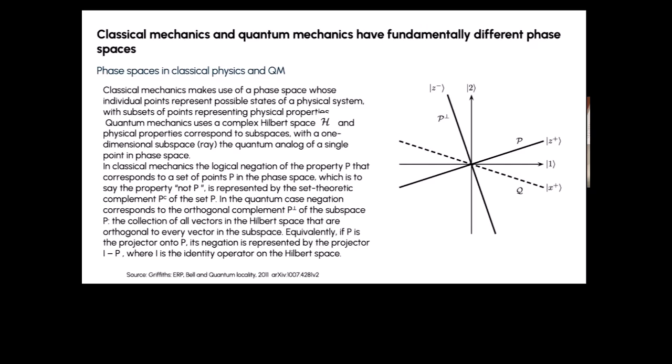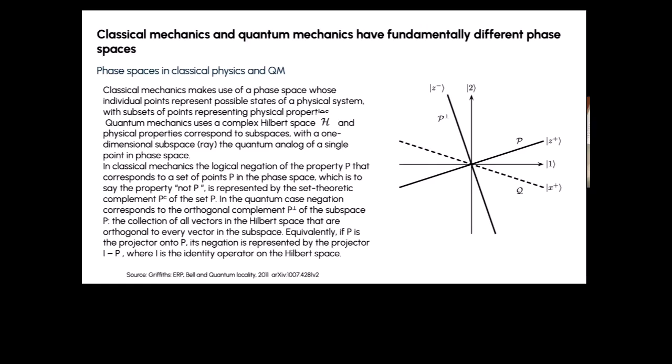So here we have, for example, a ray which is spin in the z direction, and its negation is the orthogonal spin in the z minus direction. So in quantum mechanics, a negation is an orthogonal ray, orthogonal to the first ray. You now have to think of the collection of all vectors in Hilbert space that are orthogonal to every vector in the subspace as a complement. And if P is a projector onto P, its negation is represented by the projector one minus P. So this is kind of how this works. And this is a picture trying to depict that in quantum space, the basic dimensions, the states, are rays.